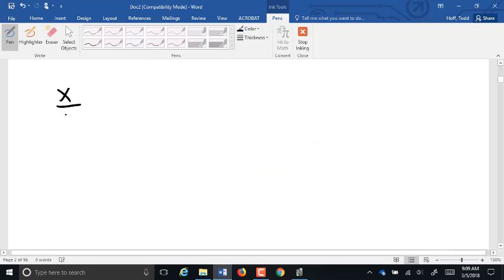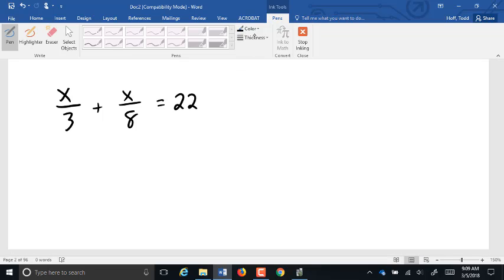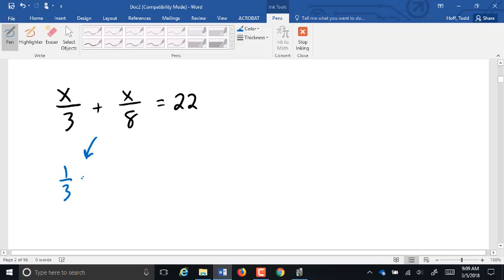For example, we might have x over 3 plus x over 8 equals 22. We can think of this in one of two ways. The first way to think about it is as fractions. x over 3 is 1/3 x plus x over 8 is 1/8 x equals 22.